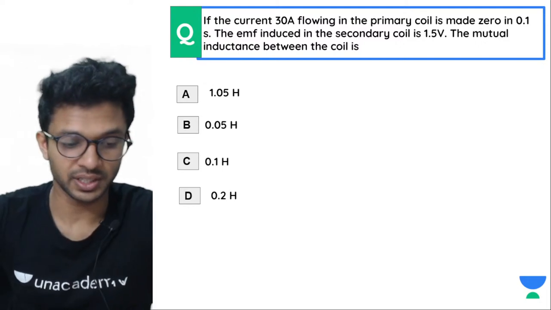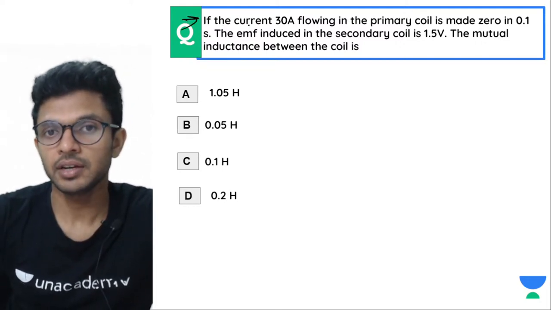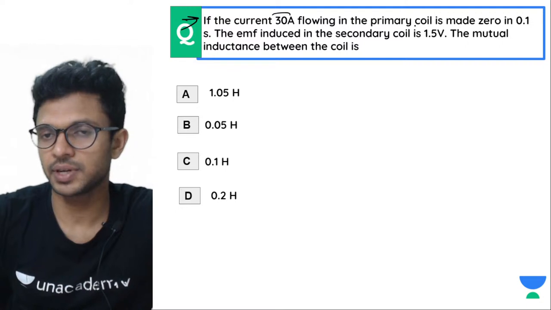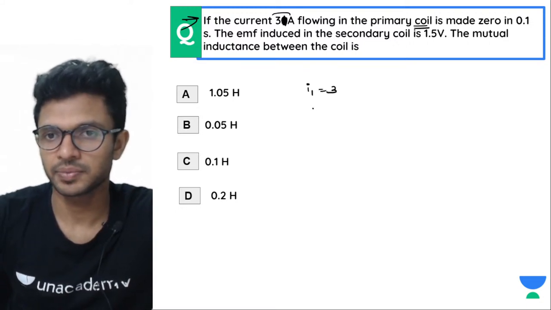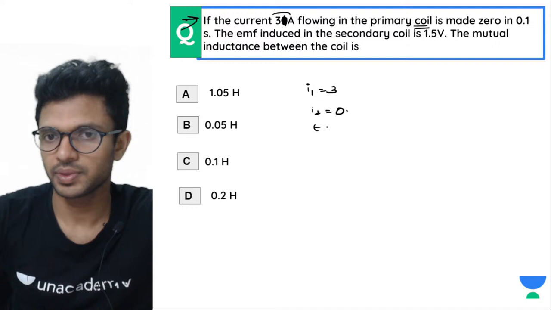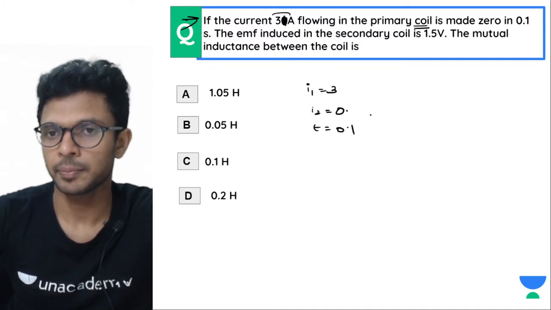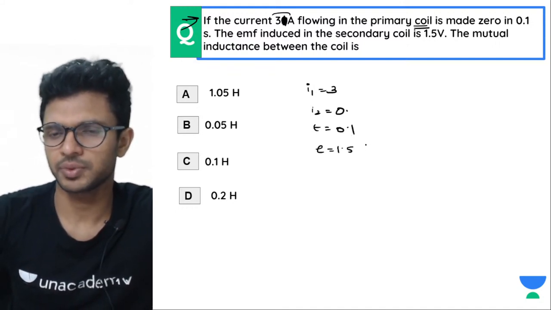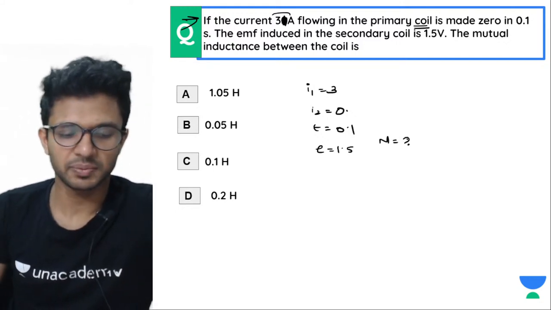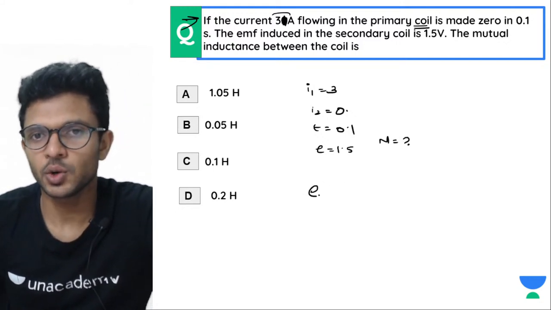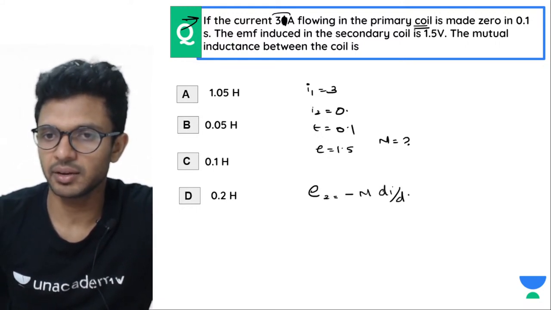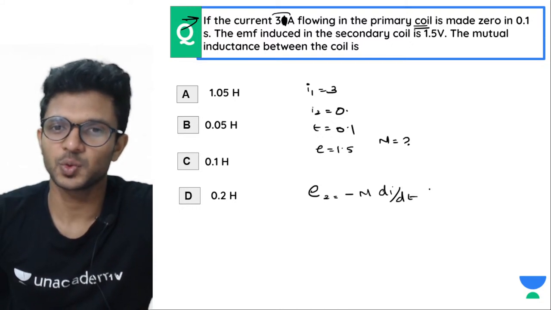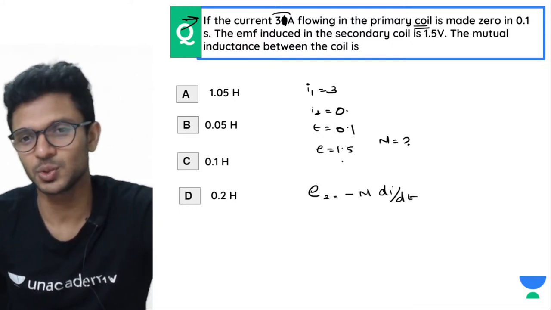Anyway, let's do this question. Let's see. If the current of 3 ampere flowing in the primary coil is made to zero, oh, it's 3 ampere, okay? In our question, it was 3 ampere, not 30. So initial current is 3, final current is 0. The time taken is 0.1, and induced EMF is 1.5. Simple, right? So the EMF induced in the secondary coil formula is minus M into di by dt. What to do now? Nothing much. Whatever is given in the question, just substitute it.